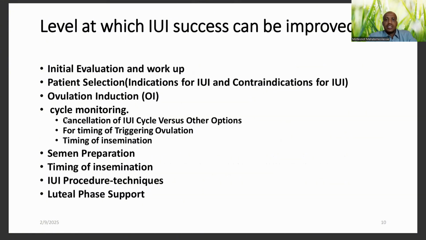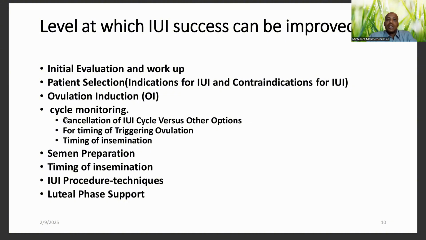The other issue that is raised is the success rate of IUI. Most of the time, the success rate of IUI may not be significant, but by improving at different levels of the IUI cycle, we can improve the outcome of the IUI. It starts with a complete initial evaluation and workup with good patient selection. Then a good ovulation induction, and a very important step, cycle monitoring. By monitoring the cycle, you can determine the right time of triggering and the right time of insemination. These all affect the outcome.